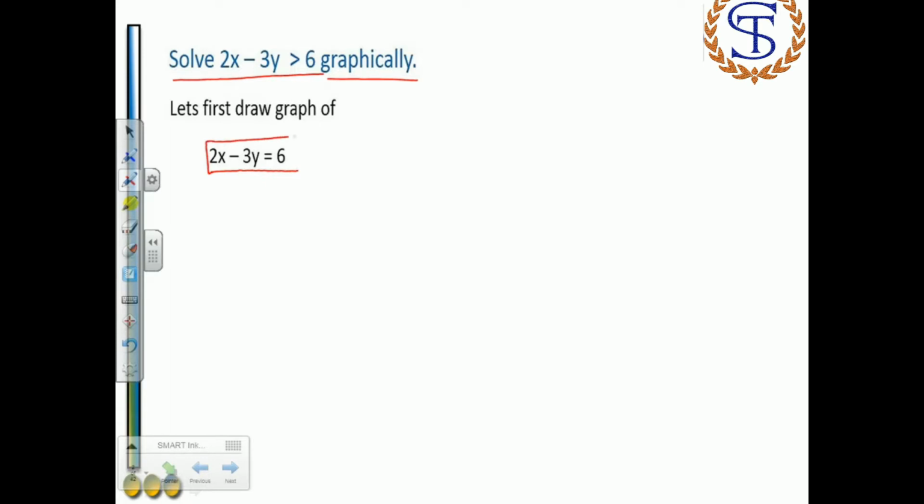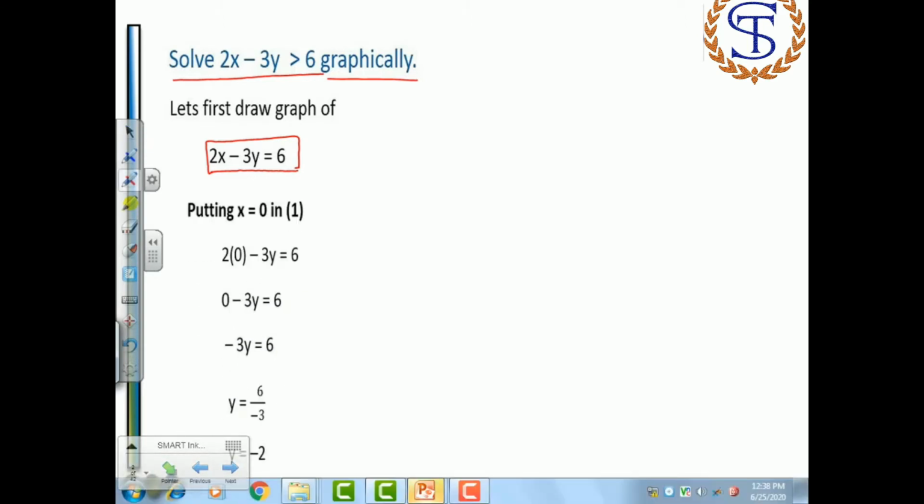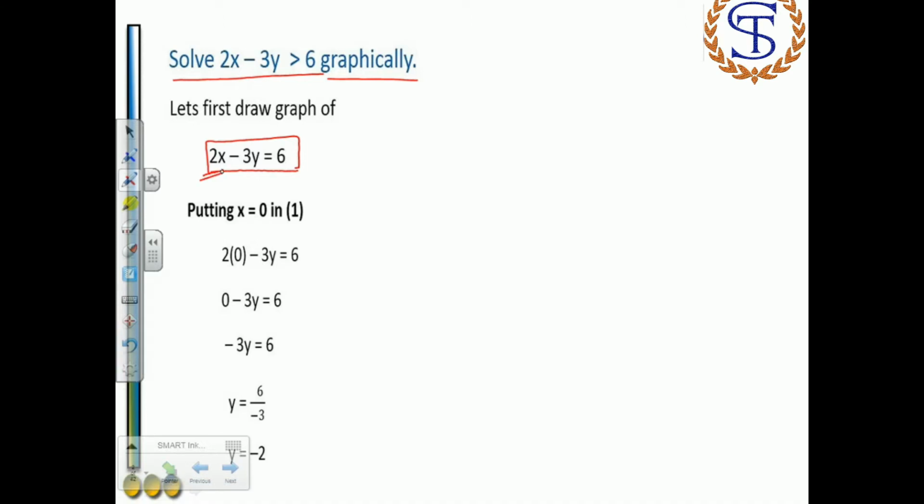First of all, draw the graph of this. To draw the graph of this, we can use the concept of class 10th, where we have learned how to draw the graph of a linear equation in two variables. In this, first of all, put x equal to 0 in this equation. Putting x equal to 0 in this first equation, what will we get?